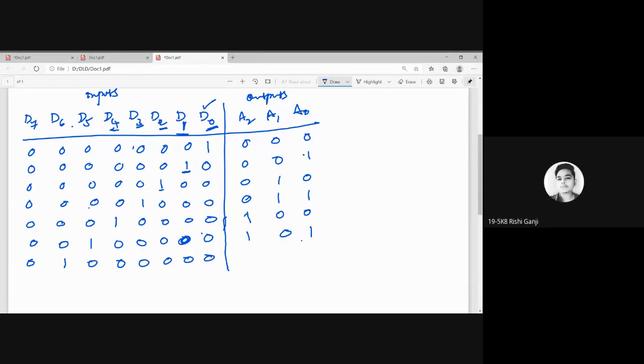So this one is not zero, corresponding to D6. D6 means here, if D6 input is supplied, then outputs will be 1, 1, 0. Next, 1, remaining all are zeros. So with this you can have the output combination as 1, 1, 1.